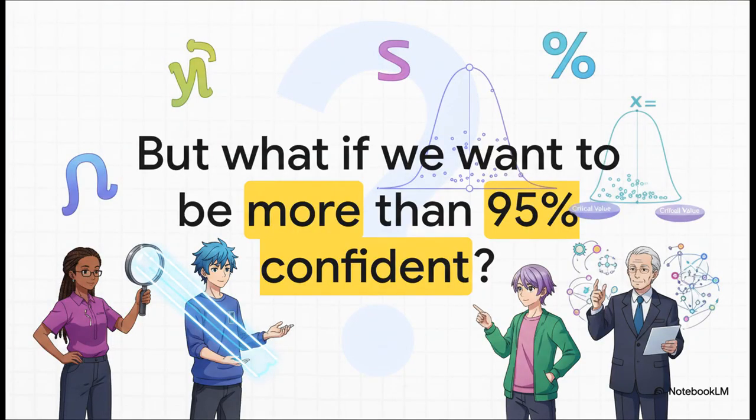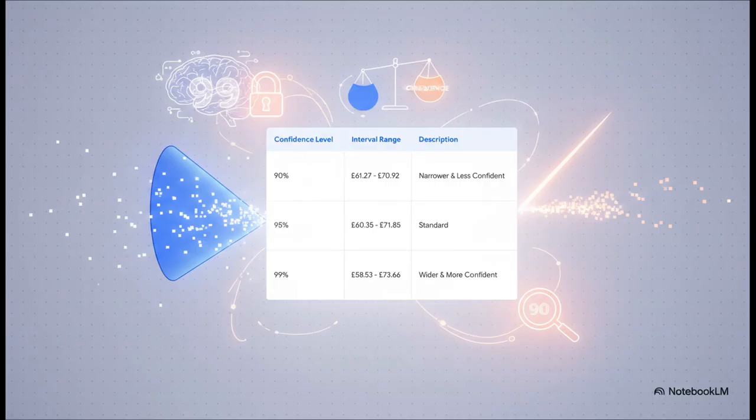Now, 95% sounds pretty good. But what if that's not enough? What if you're dealing with something super critical and you want to be, say, 99% sure that your range contains the true value? Can we do that? Yep, we sure can. But there's a trade-off. To be more confident, you have to cast a wider net. A 99% confidence interval is much wider, stretching from about 58 pounds all the way to 74 pounds. You're more certain you've captured the true value, but your estimate has become less precise. On the flip side, a 90% confidence interval gives you a tighter, more precise estimate, but you do so with a little less certainty. It's this constant dance between confidence and precision.